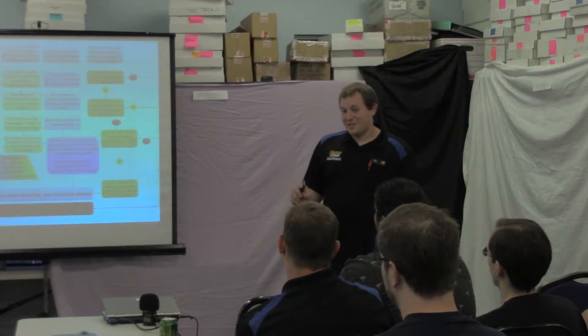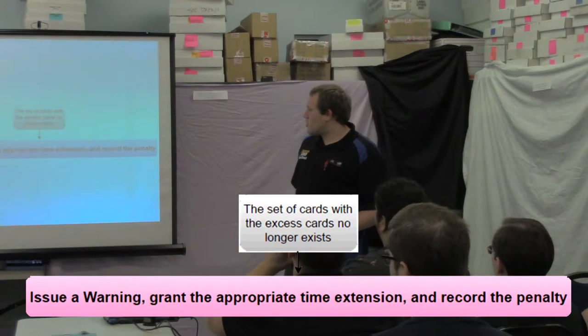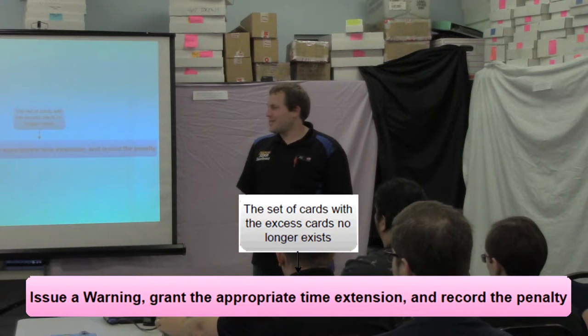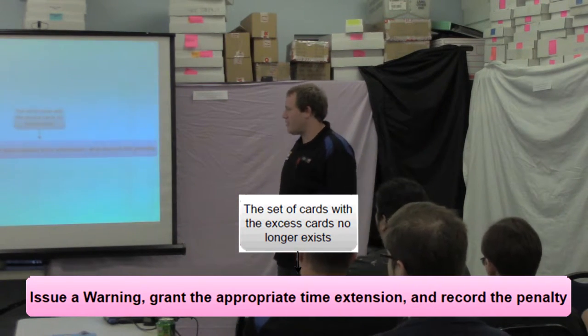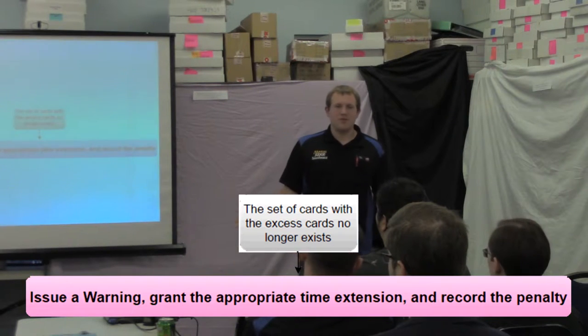We're going to get to that when we get to morph. It's only used in one scenario, but... So if the set of cards with the excess cards no longer exist, we don't have anything to apply a fix to, so we issue a warning, grant the appropriate time extensions, and record the penalty.